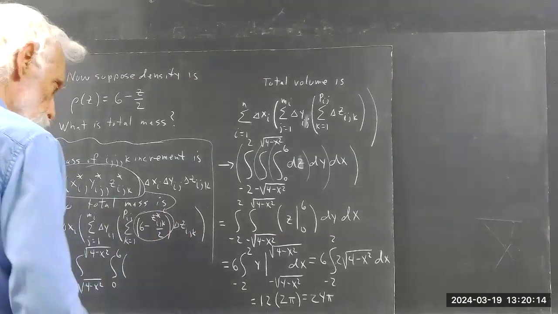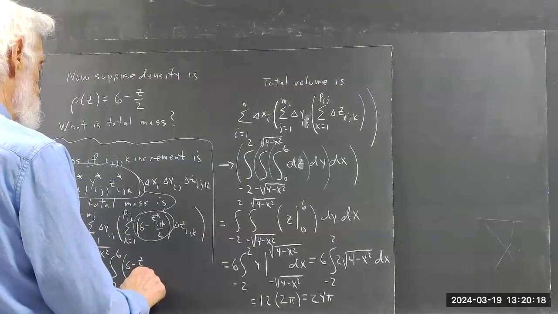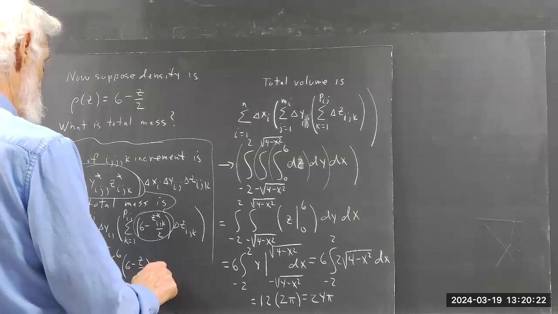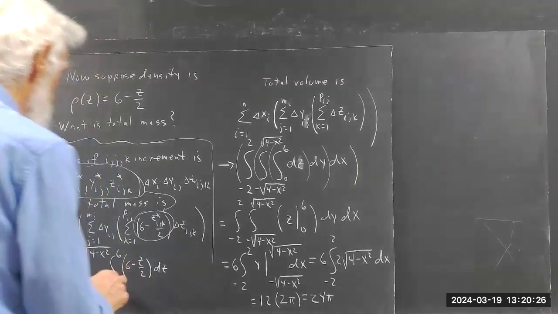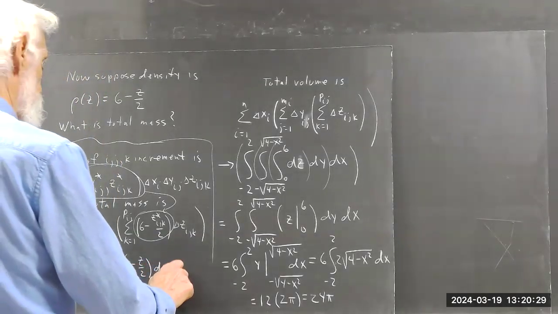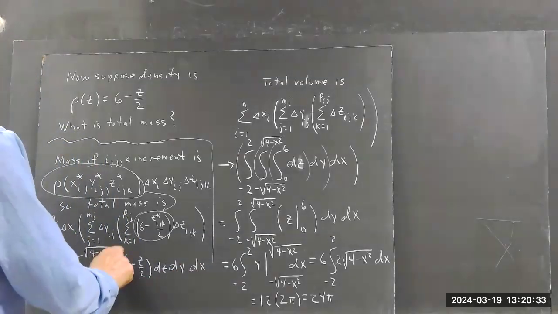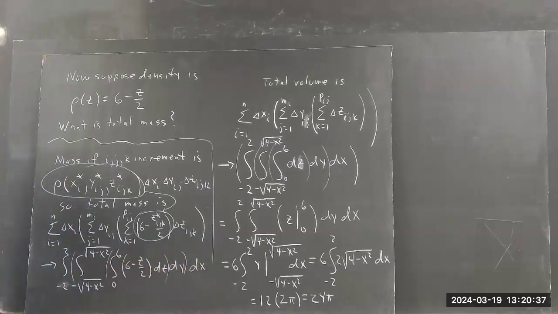Except I'm going to have this 6 minus z over 2 in here. And then it's going to be with respect to z, with respect to y, with respect to x. And I can put in my signs of grouping if I want to keep it straight.